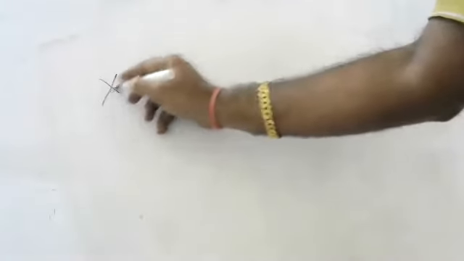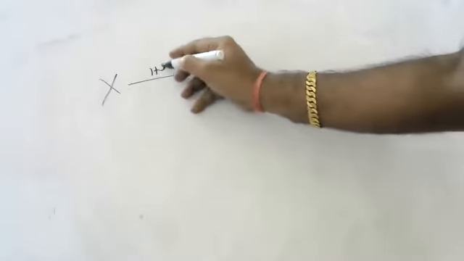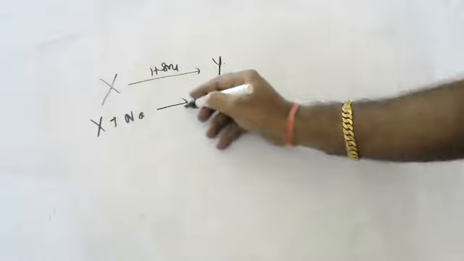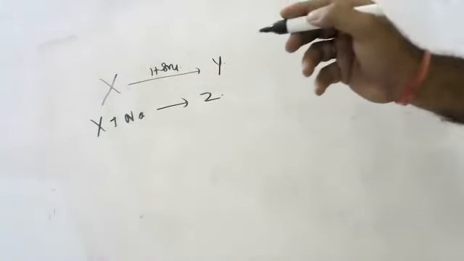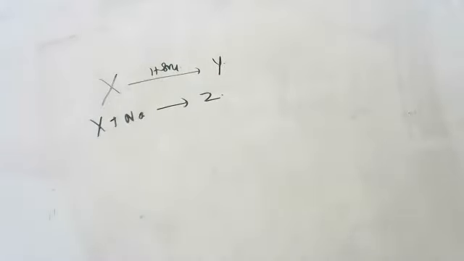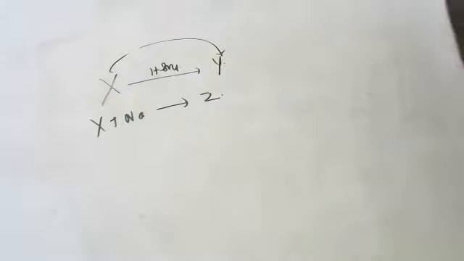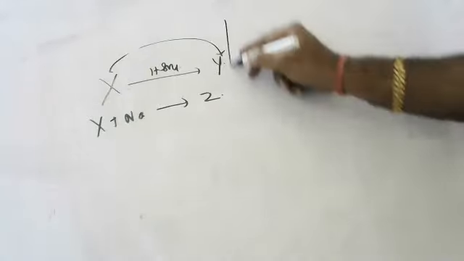Next: a compound X on heating with sulfuric acid gives compound Y. X also reacts with sodium to evolve a gas Z. Identify X, Y, Z and write the reactions. So children, X reacts with sulfuric acid and gives Y. Can anyone tell what X is?